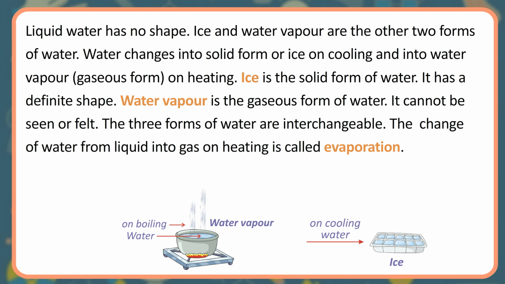Ice is the solid form of water. It has a definite shape. Water vapor is the gaseous form of water. It cannot be seen or felt. The 3 forms of water are interchangeable. The change of water from liquid into gas on heating is called evaporation. Ice, on cooling water, water vapor, on boiling water.